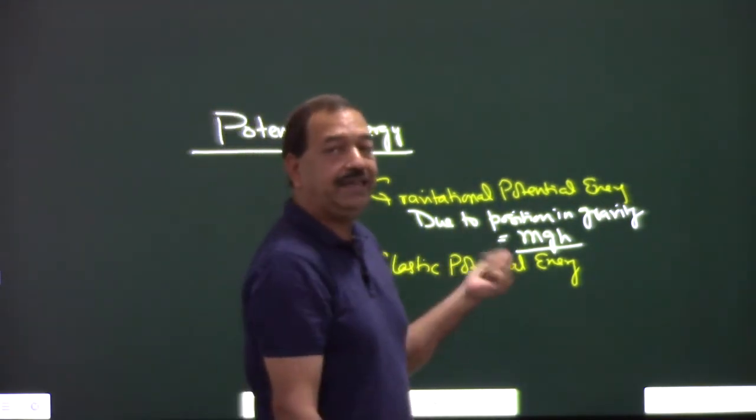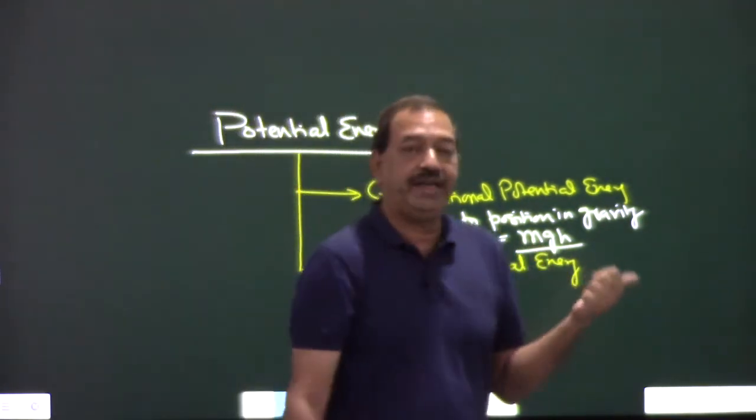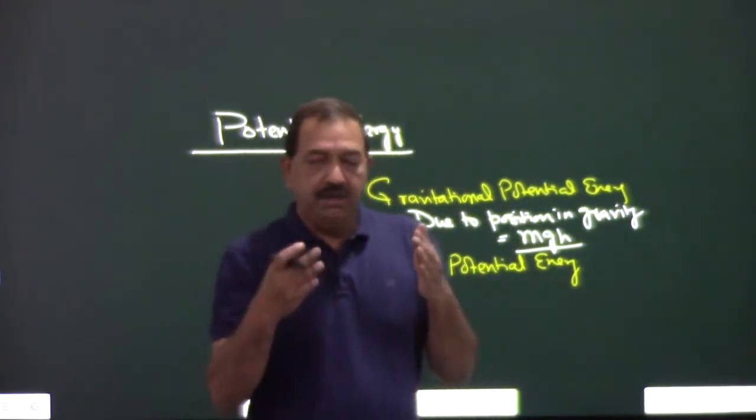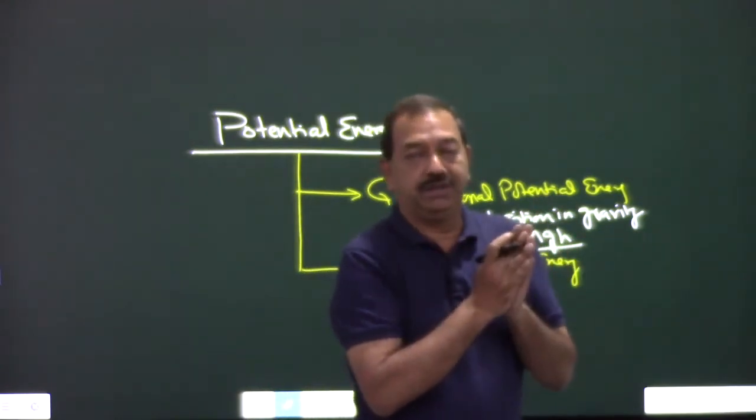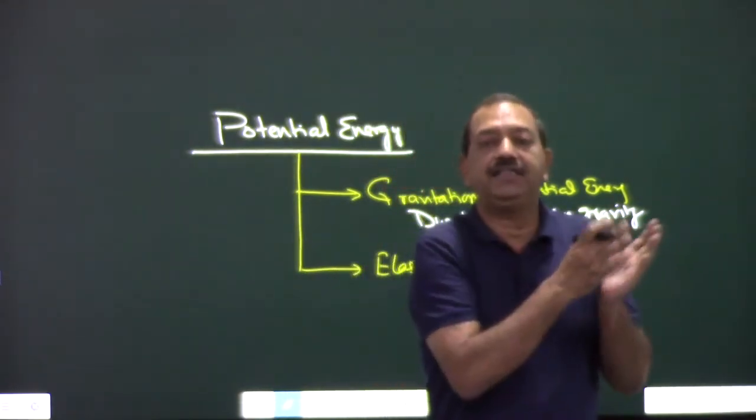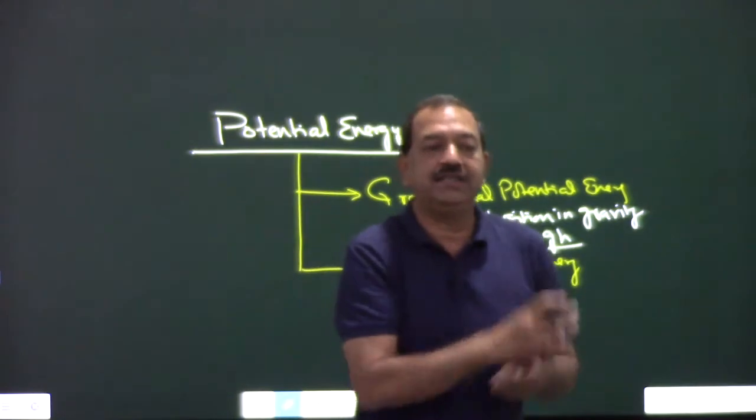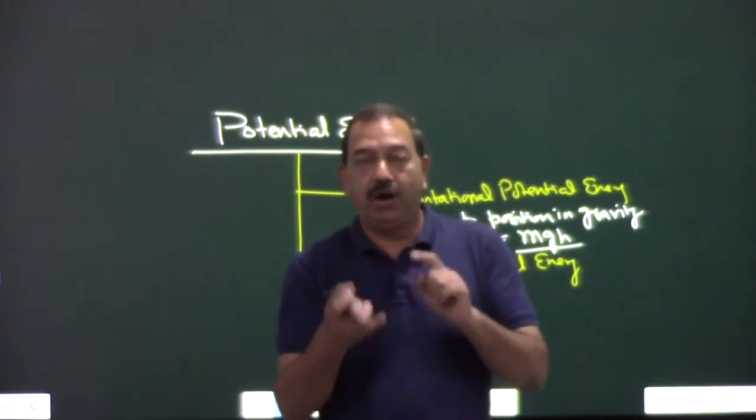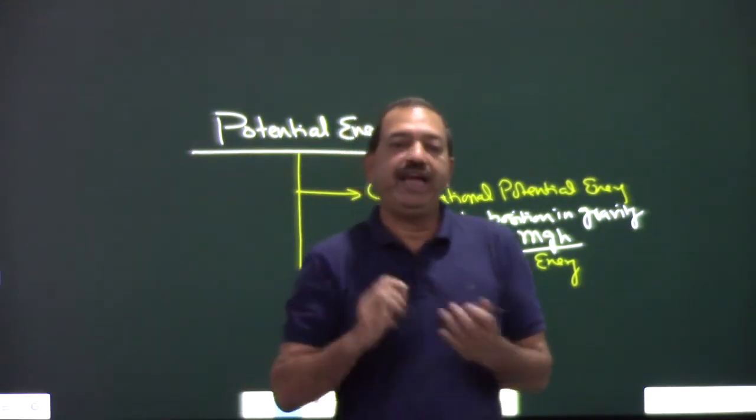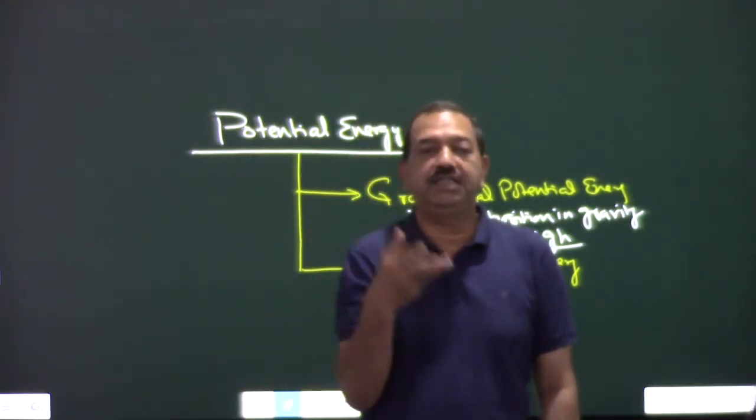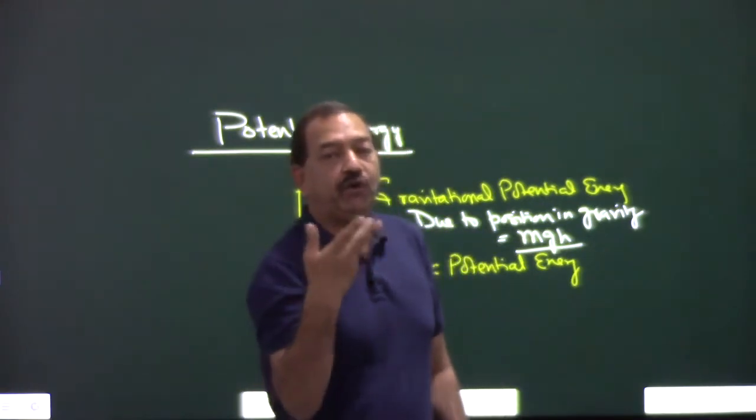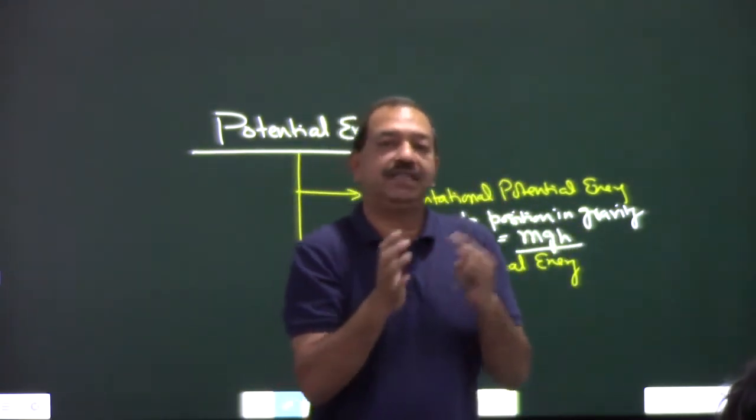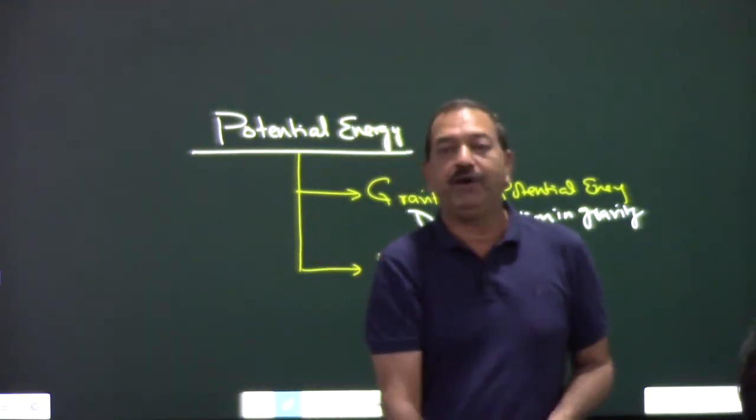Now, elastic potential energy. What is elastic potential energy? Whenever we apply a force and the object does not move, or the object does not accelerate, then the object gets deformed. So if we apply a force and that force is deforming an object, or the force is changing the configuration of the object, then the work done by the force is converted into elastic potential energy.